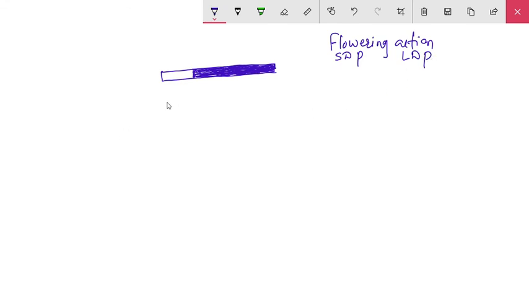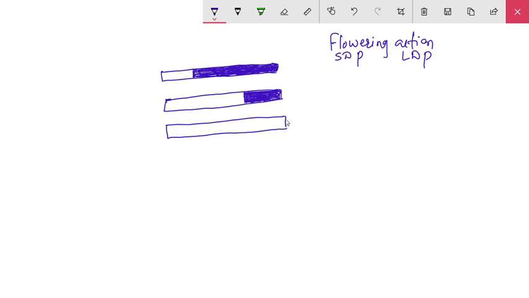The second condition, okay, it is the second condition where the night period is short and the day period is long. Okay. So it is the second condition. Then third condition.